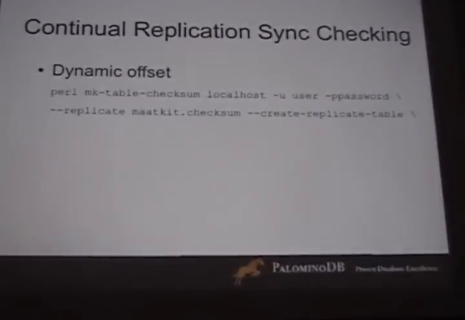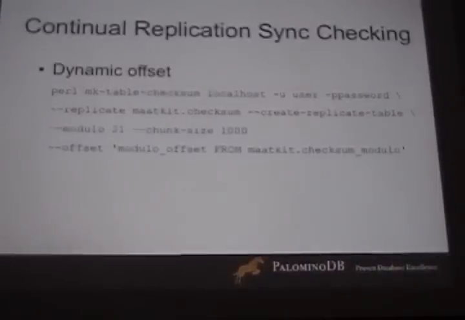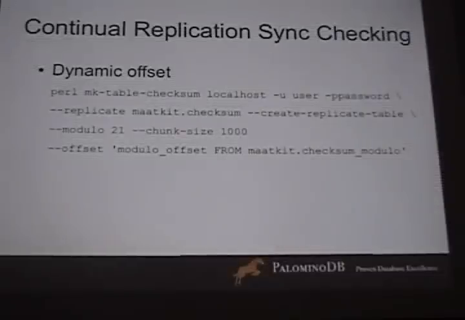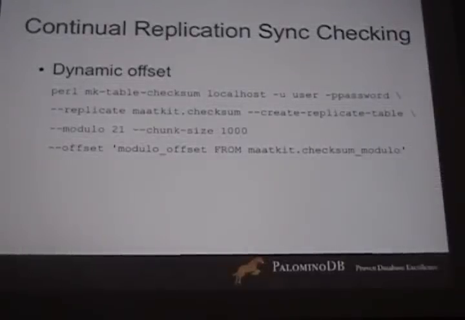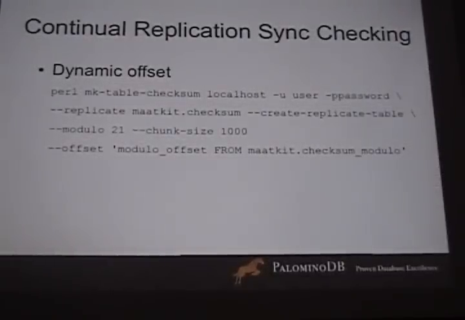You have a dynamic offset, you have the modulo and the offset. So here again, you're familiar with these lines. And modulo 21, chunk size 1,000. Now the bottom offset, instead of saying 7, which is what it said before, the offset is actually the end of something that begins with select.